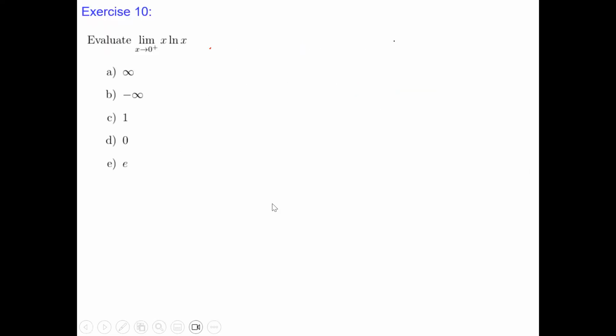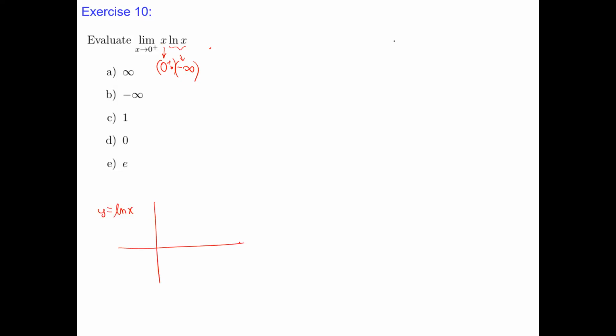Okay, let's see. I even have the multiple choice options. X approaches 0 from the right-hand side, X times natural log of X. No relative rates of growth here, please, because that only works nicely at infinity. Okay, that's what we have. X goes to 0, and natural log at 0 is negative infinity. So we do have 0 times infinity.